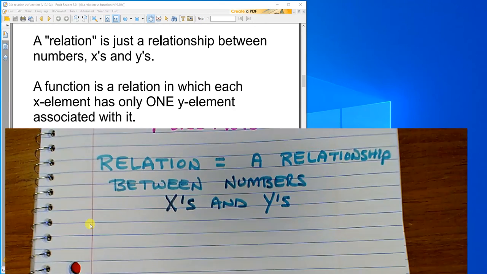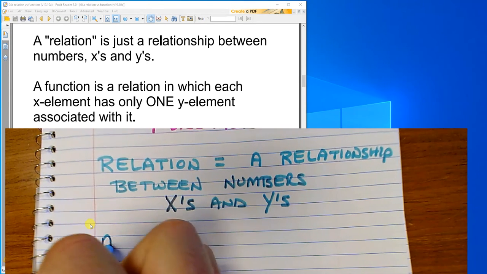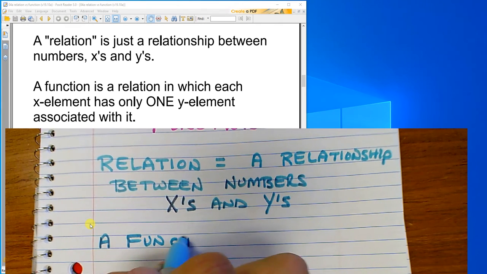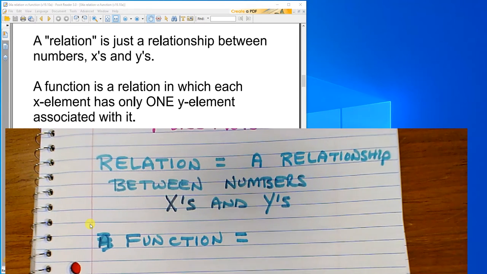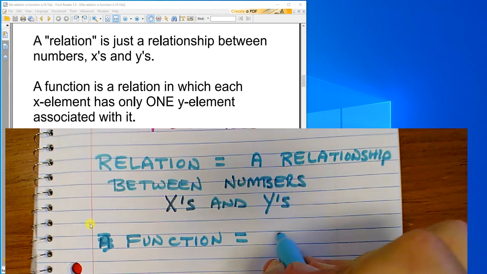So when I just give you a whole bunch of points in a table, in a graph, in any form, it's a relation. So just a bunch of points, doesn't have to have any order to it. It's just a bunch of points, it's a relation. A function is a set of points where each x gets only one y.